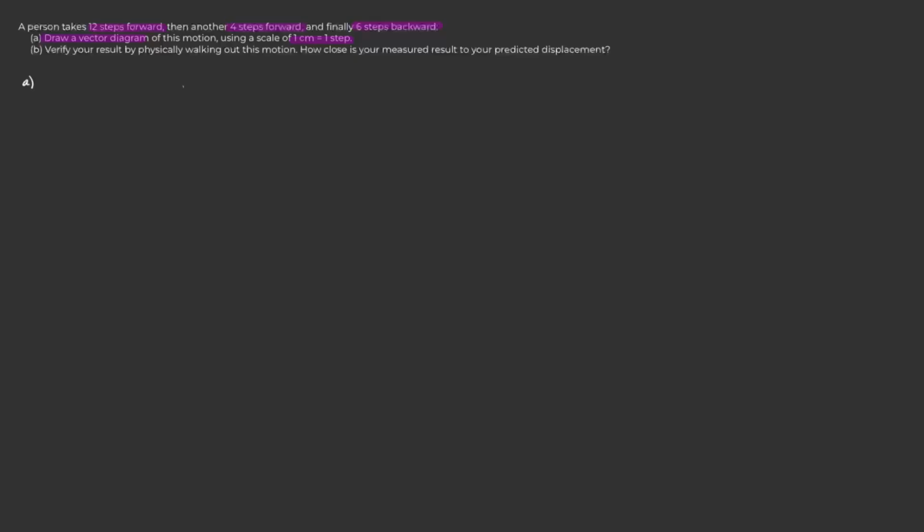So, 12 steps forward. We'll say up is forward, which is the positive direction. We want 12 steps forward, just like that. And we want this displacement to be, you're going to measure it out. It's going to be 12 steps in the forward direction, which will also be the same as 12 centimeters. Okay. Forward.